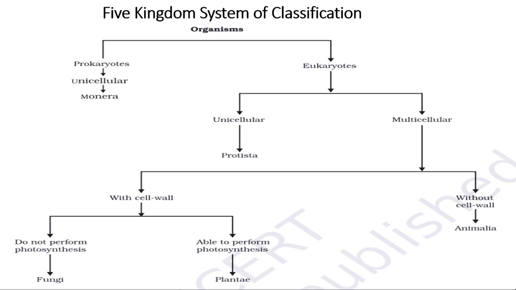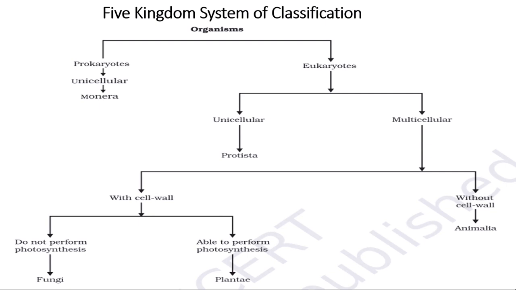On the other hand, eukaryotes are the group of organisms which may be unicellular as well as multicellular, but they have a true nucleus, or we can say the well-defined nucleus. So unicellular eukaryotic organisms with a true or defined nucleus are kept in the kingdom Protista. So this is the second kingdom.